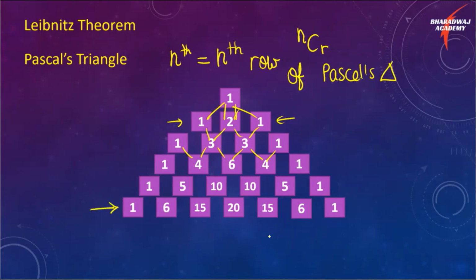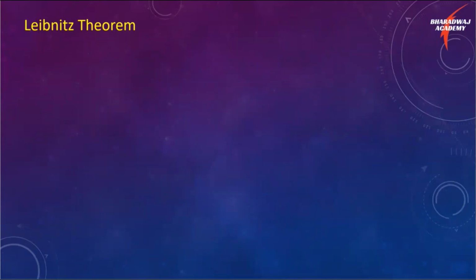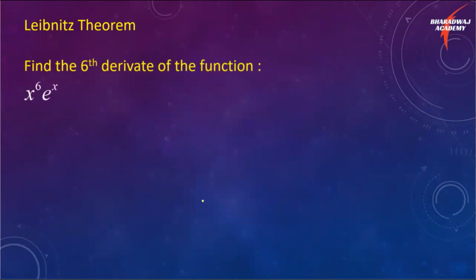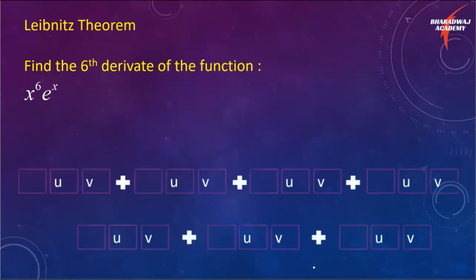So why don't we put it all together by solving a simple example problem? Yes, let's take a very simple one. Find the sixth derivative of the function x power 6 and e power x. First, let us find out what will be the format of the answer. Yes, this is how your format would be like, correct? Now, here, let's consider u as x power 6 and v as e power x.